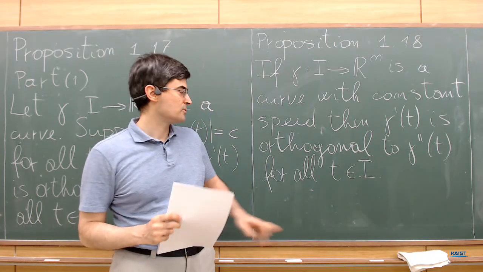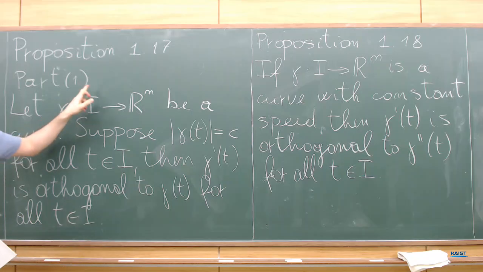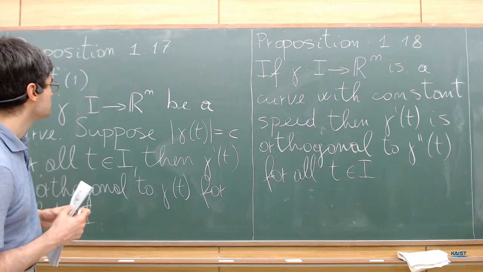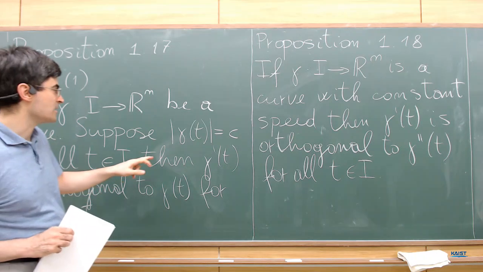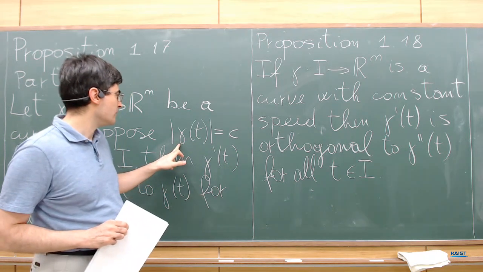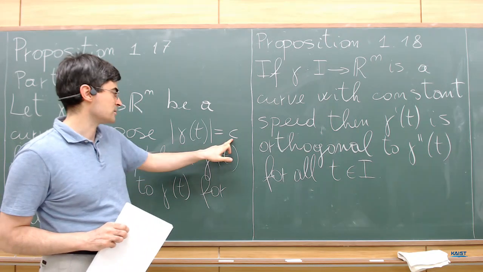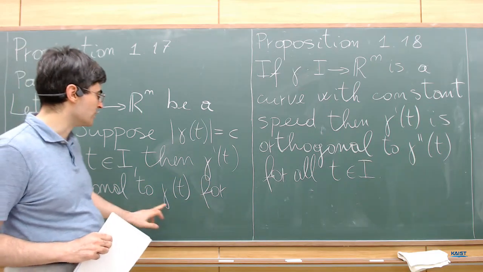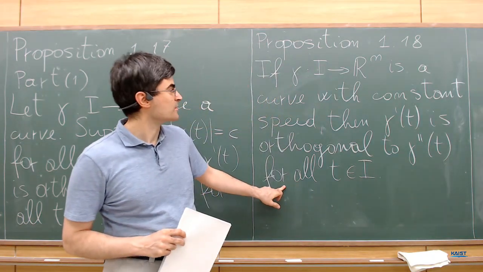In order to prove this result, I will use part 1 of Proposition 1.17 we presented last time. This proposition says that if you have a curve such that the length of the vector gamma of t, for all t in I, is a constant, then gamma prime is always orthogonal to gamma of t. What do we have to do in order to prove this result?